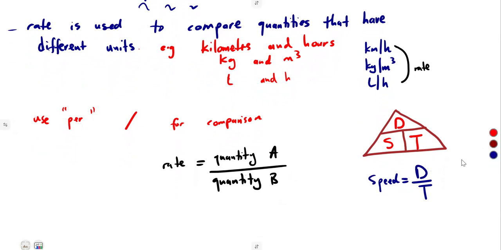It's a rate. Distance in kilometers, our time in hours. Distance in meters, our time can be in minutes, our time can be in seconds. It's a comparison of two units. It's a rate that you're having there. Kilometers per hour.